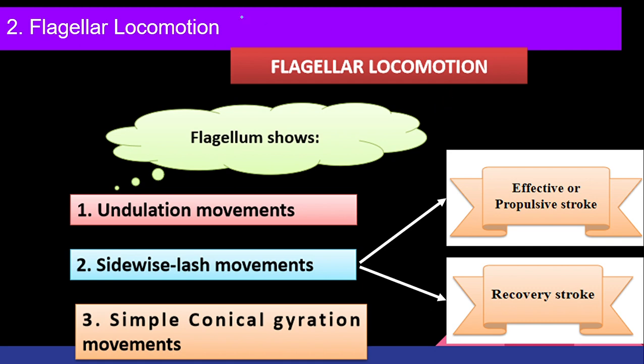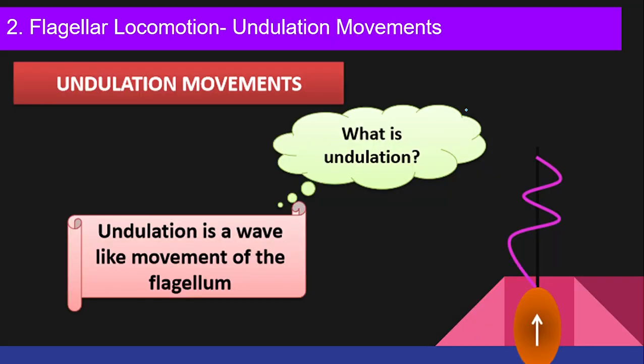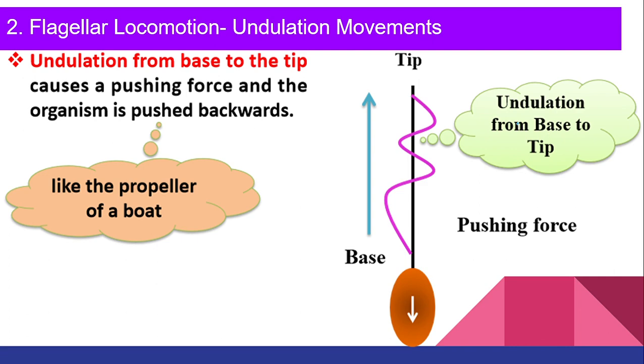Let's jump to the other locomotion, that is your flagellar locomotion. Now flagella show three types of locomotion which we have already seen, that is undulation movement, sidewise lash movement, and simple conical gyration. Now one by one we are going to see all the movements. First we will go to the undulation movement. We have already discussed undulation. What is the meaning of undulation? Undulation is nothing but wave-like movement. Here you can see how your flagella is moving. It is giving a wave-like appearance, right?